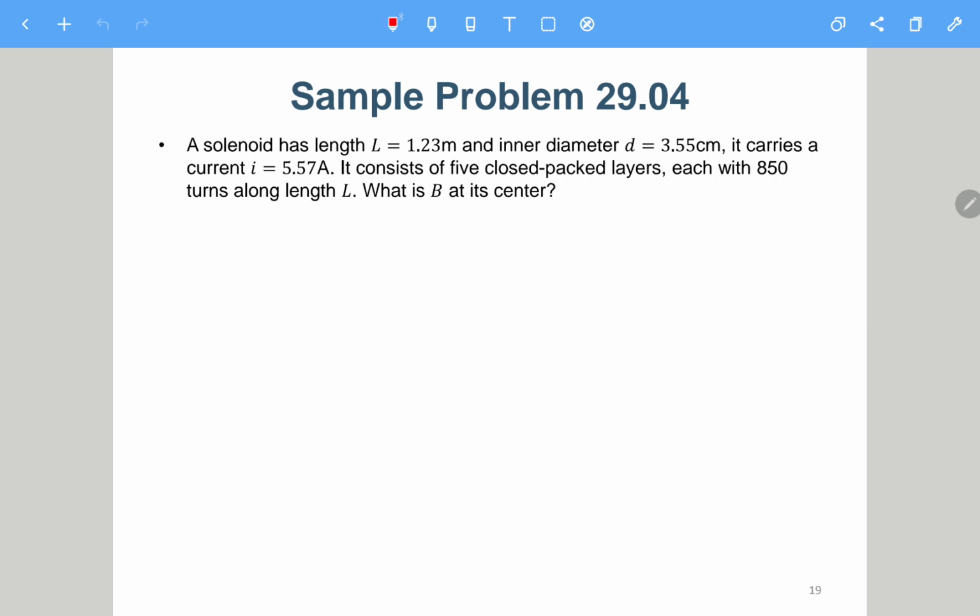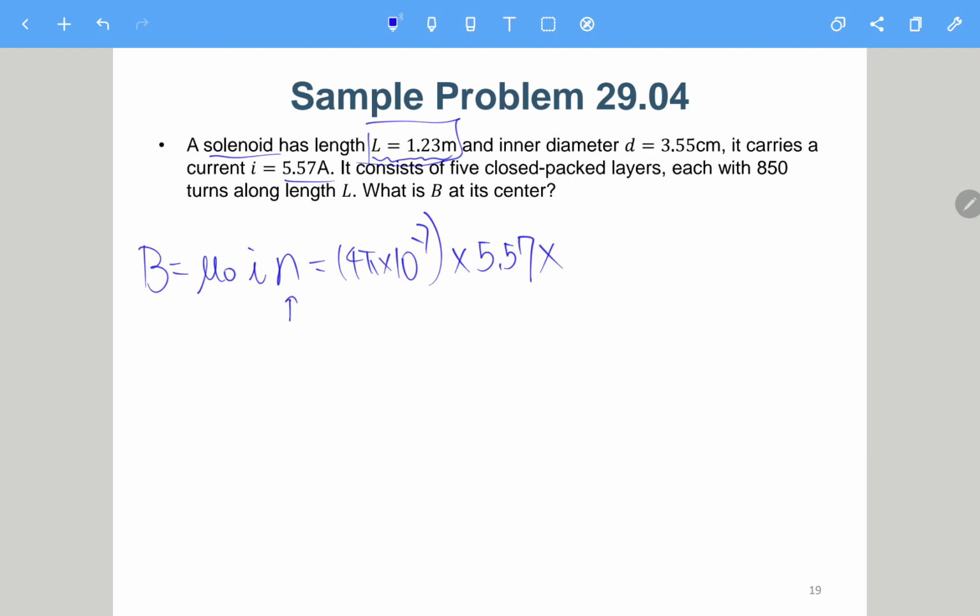Okay, so as this is a solenoid, we can just use B equals mu 0 I small n. Mu 0 is 4 pi times 10 to the negative 7, and then times I, which is 5.57. Here we need to determine what n is. This is the total length, so we need to divide by L so that it becomes the number of turns per unit length.